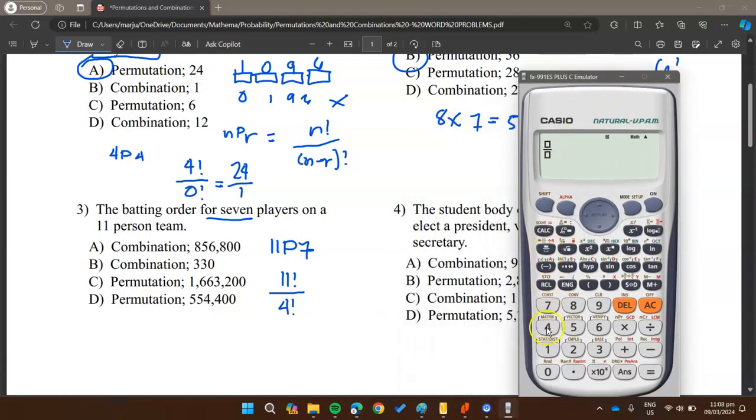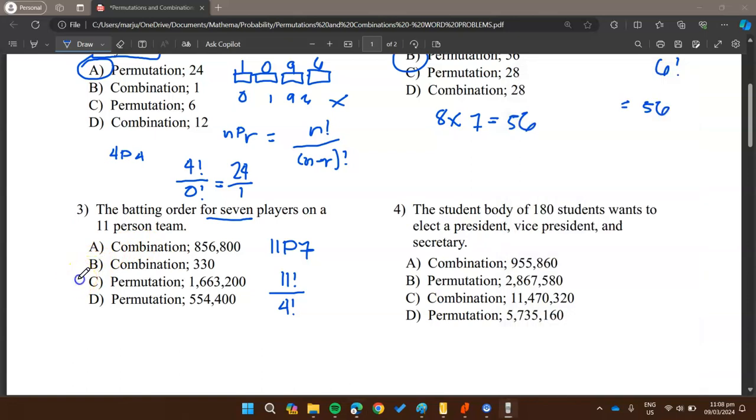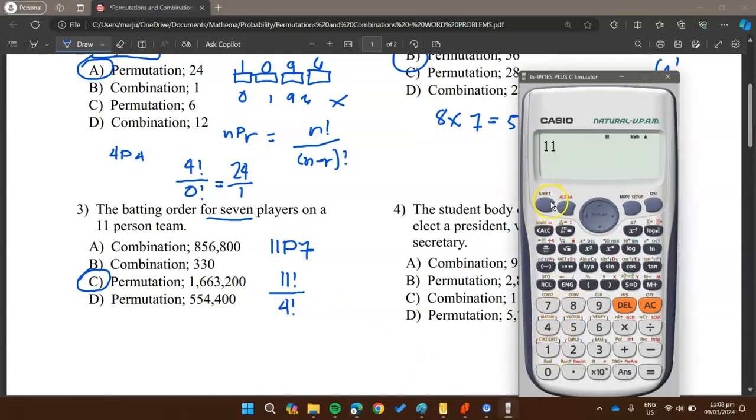So we have 11 factorial over 4 factorial. Let me just correct that one. That should be 4 factorial, right? So we have 1,663,200 possible ways, which is again letter C, right? So again, in the calculator, this is just 11 permutation 7. So again, the same answer.